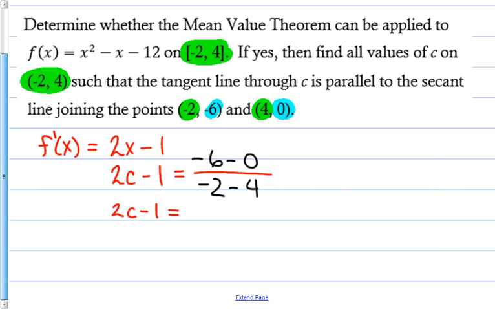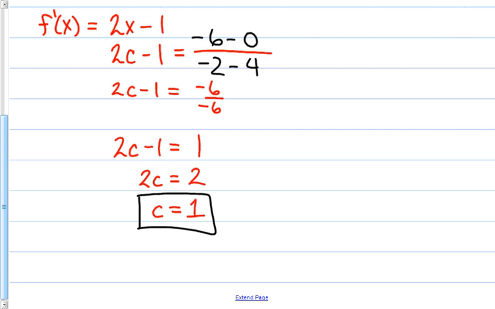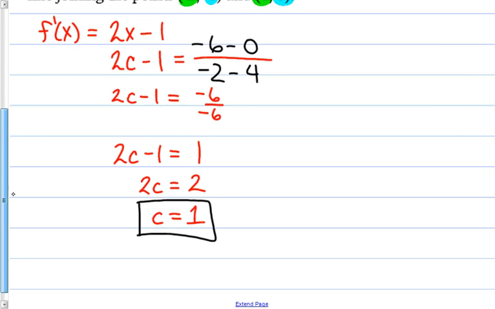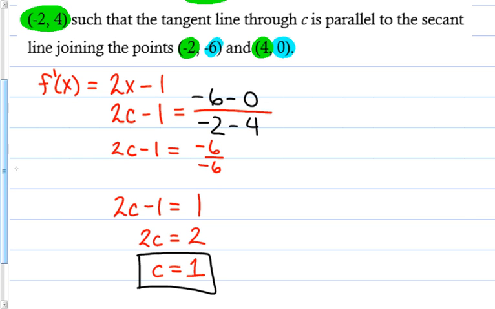And then -6 minus 0 is -6. -2 minus 4 is -6. And I have another 1. 2c minus 1 equals 1. Okay, add 1 to both sides. 2c equals 2. Divide both sides by 2, I get c equals 1. So the value of x, which we're calling c, that is guaranteed to me by the mean value theorem, c equals 1, is definitely in my interval, so we're good.